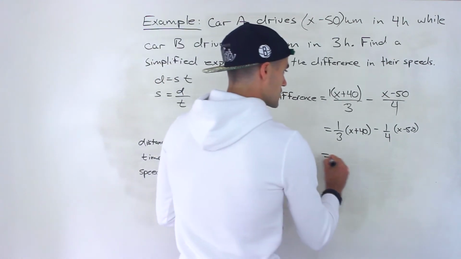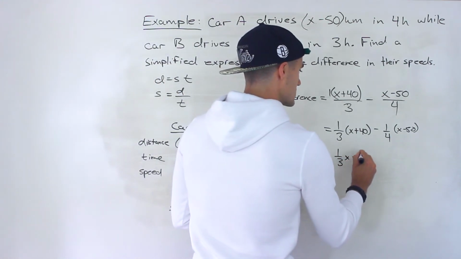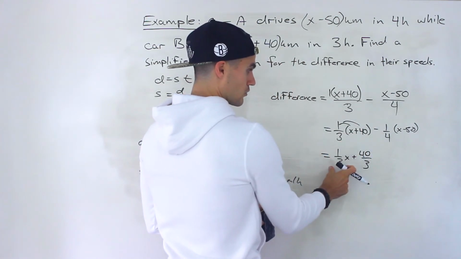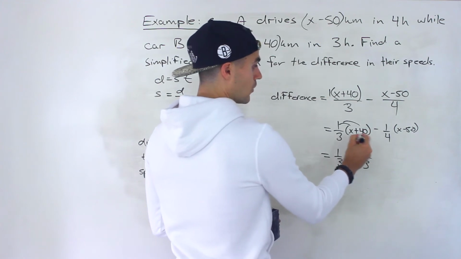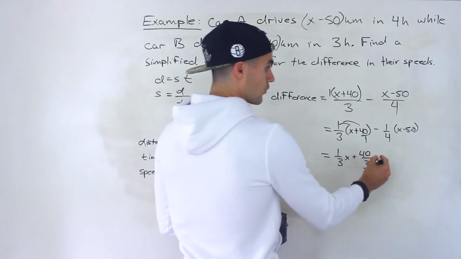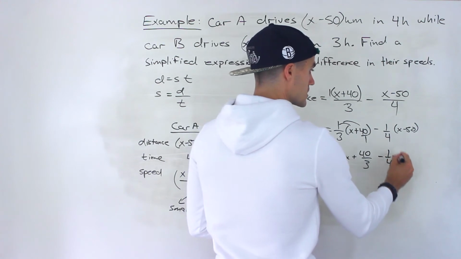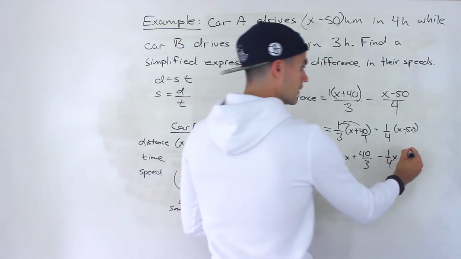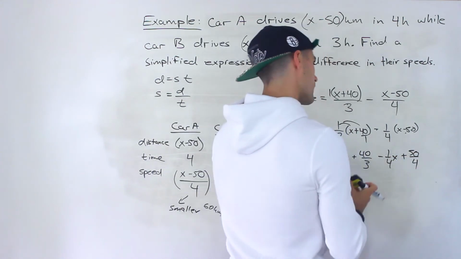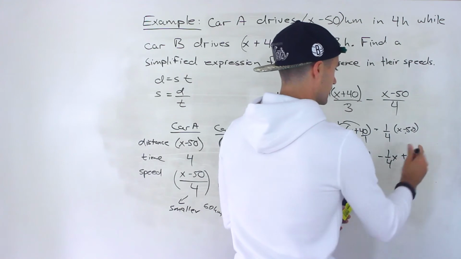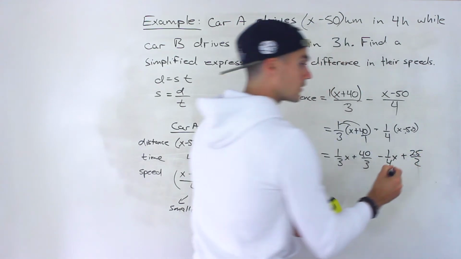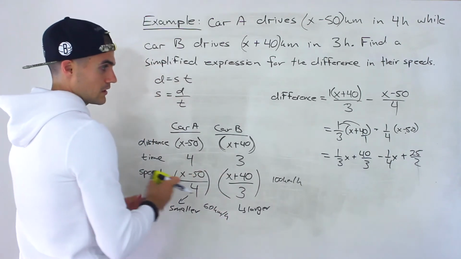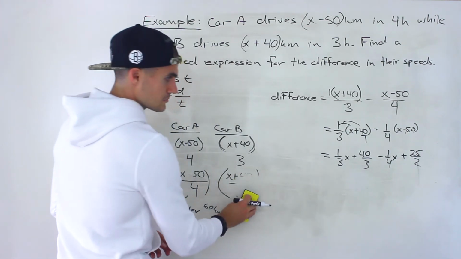And so from here, now it just becomes a matter of simplifying. Distributing the 1 over 3 in the bracket, 1 over 3 times x is 1 over 3x, and 1 over 3 times 40, that's like over 1. Multiply the denominators, numerators, we get 40 over 3, minus 1 over 4 times x. Negative, negative, that turns into a positive 50 over 4. We could actually simplify that to 25 over 2 if we divide both the numerator and the denominator by 2. And so from here, now we could just simplify the like terms.